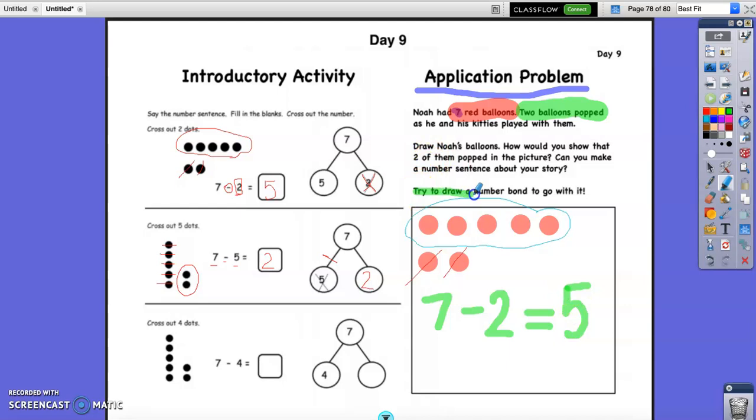And then it says try to draw a number bond. We know how to draw number bonds. Whole, part, part. Well, the whole number is always our biggest number. So what's our biggest number? 7. And our 2 parts are our smaller numbers, 2 and 5.